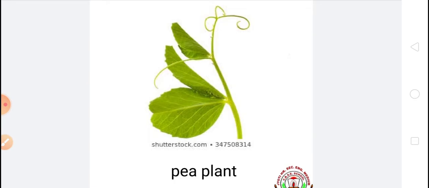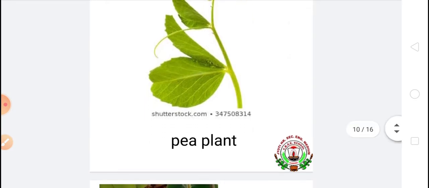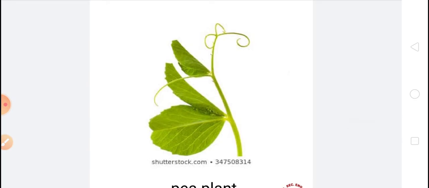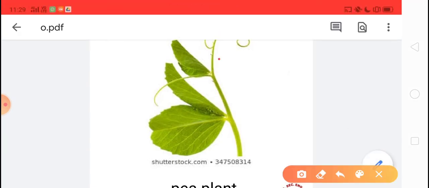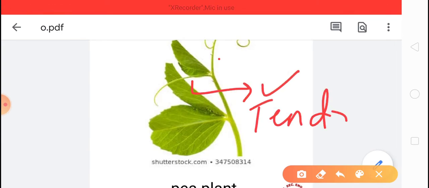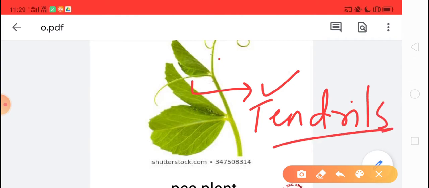With the help of these tendrils, the plant gets support and climbs up. These tendrils give support to the plant. For example, in the pea plant, the leaves of the plant get changed into tendril-like structures. Okay, so you understood.